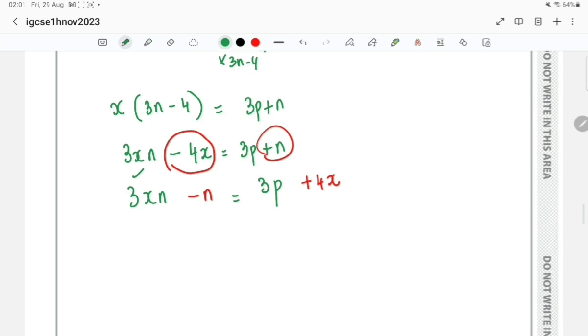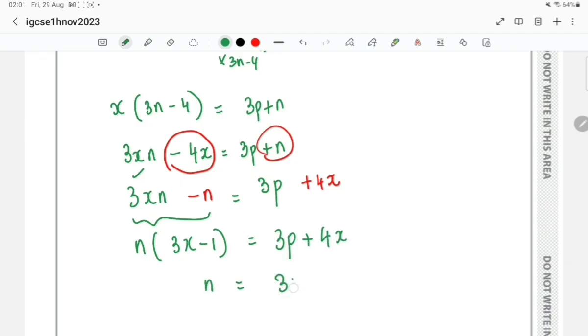Now from here, what I will do is factorize this part, so I have only one n. Take n outside, 3x minus 1 will be left inside the bracket. And this will be equal to 3p plus 4x. Now my n would be equal to (3p plus 4x) divided by (3x minus 1).